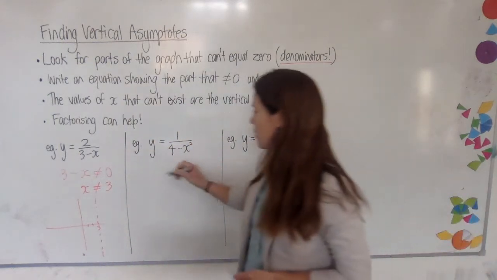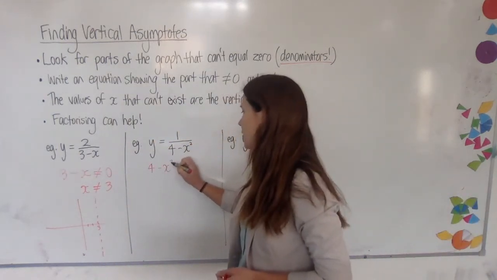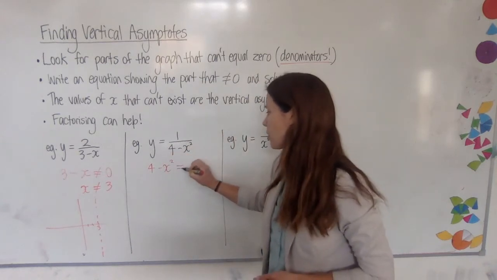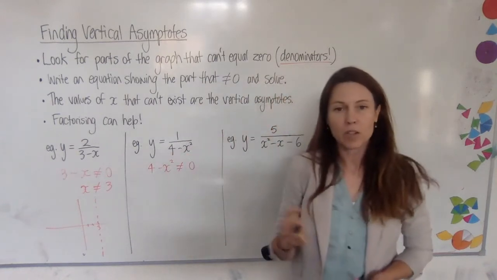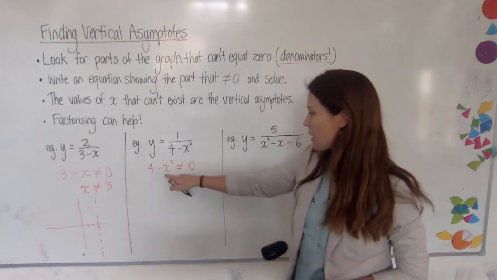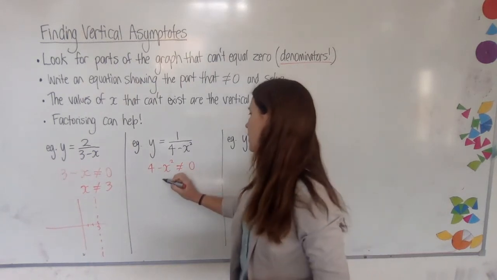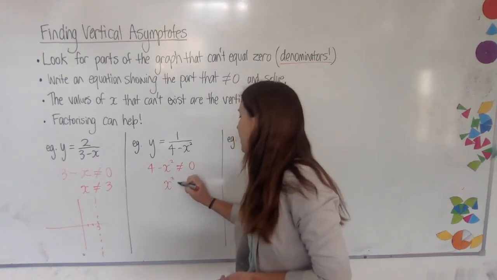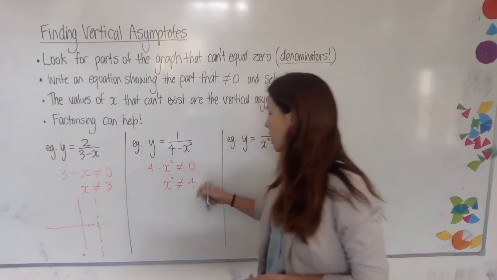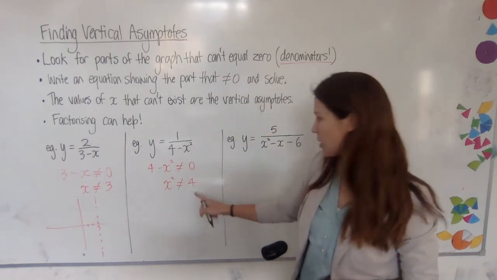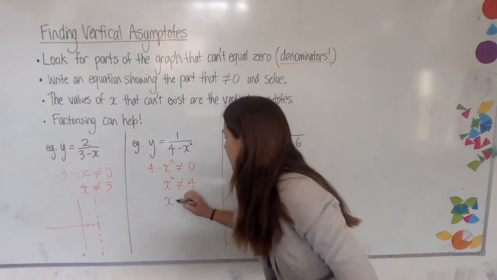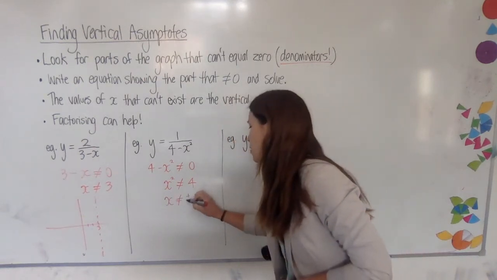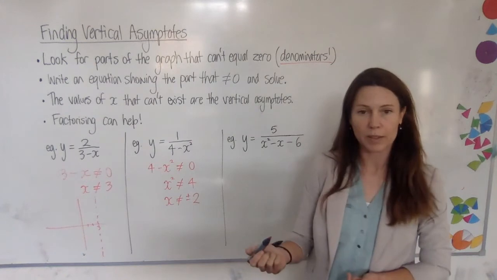Next one, 4 minus x squared is the part that can't equal 0. So I write it like that. Now, 2 ways to solve this. I could just add x squared to both sides and say 4 can't equal x squared, or x squared can't be 4. Just be careful here, because you need to remember that when you take the square root of both sides, x can't be plus or minus 2. There's 2 things it can't be.